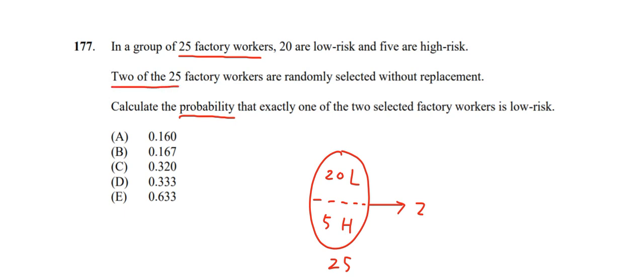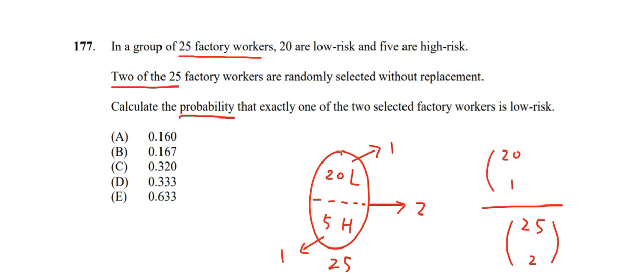So then we find the probability, easy. We find the probability that exactly one of them is low. So this means from here pick 1, exactly 1, and from here pick 1. Okay, so such a probability problem is really easy. Here we randomly just pick 2: from the 20 low pick 1, and from the high pick 1.